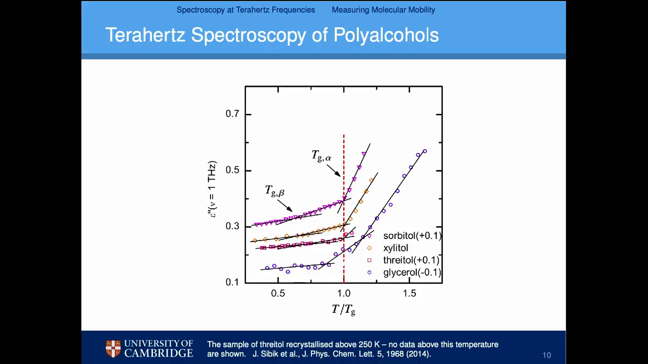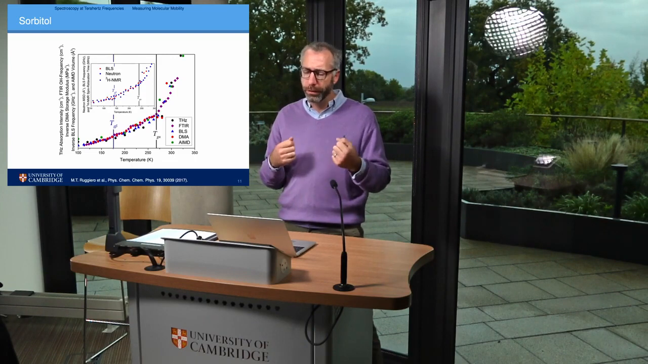Besides, the plot of the change in absorption losses at terahertz frequencies for the 4 polyalcohols here also reveals that there is a second transition point at lower temperatures, where there's a change in gradient of the terahertz absorption. This is a more subtle process, and the temperature of this point marks the glass transition of the so-called Johari-Goldstein secondary or beta relaxation.